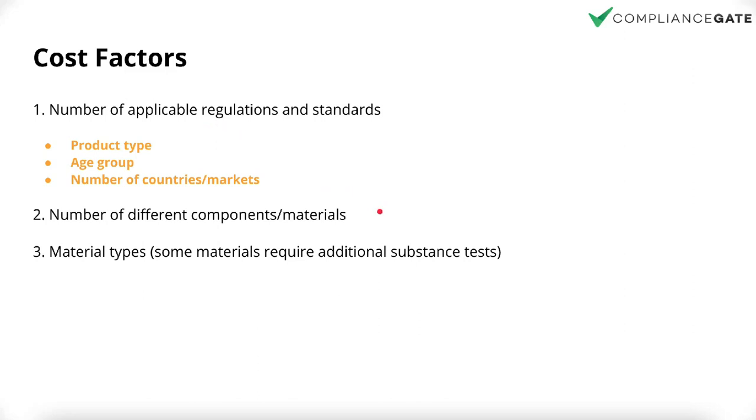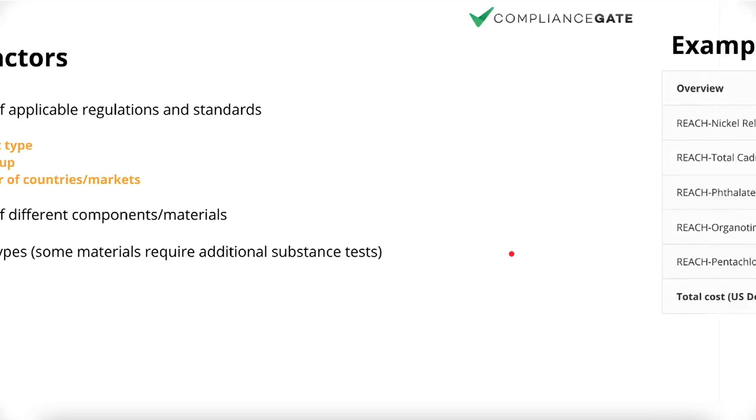Second, the number of different components and materials. Each material has to be tested, generally speaking. This means that a necklace made of 5 different materials is going to be more expensive than a t-shirt made of one single fabric. And it also depends on the material type. When it comes to, say, plastics like PVC, you need to subject some materials to a more stringent testing procedure. So PVC is considered to be more toxic than, say, stainless steel.